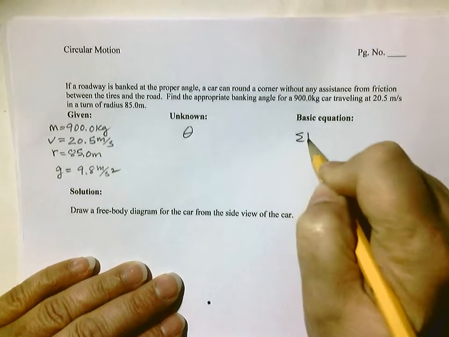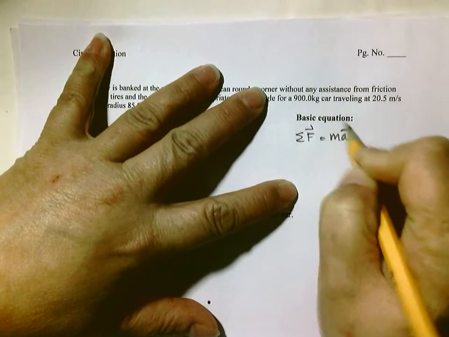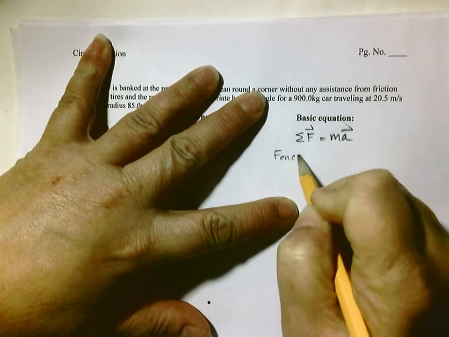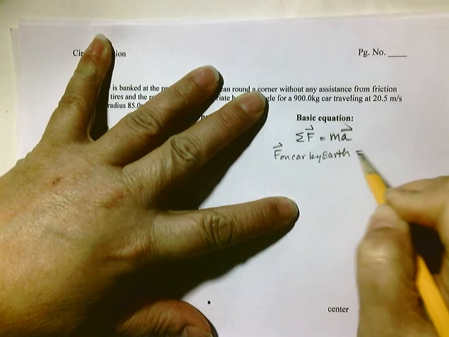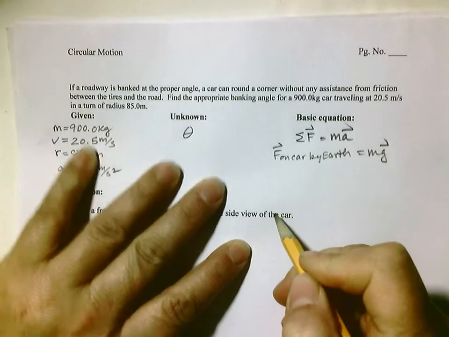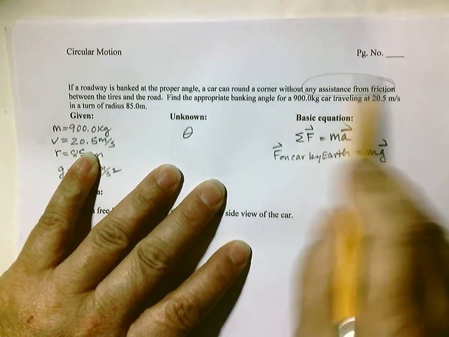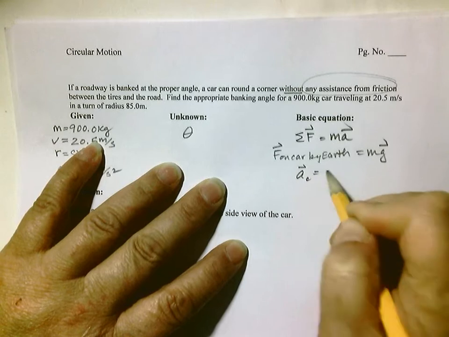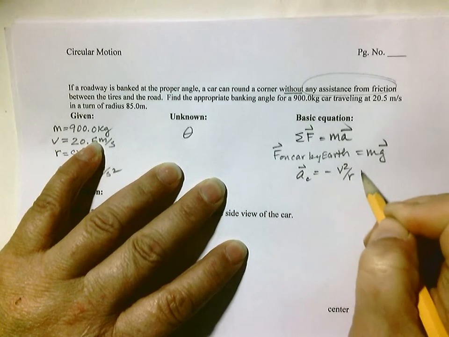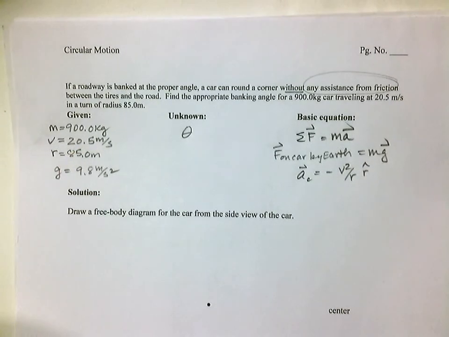Basic equations: the sum of the forces is equal to ma. We know that the force on the car by the earth is equal to mg. We don't need friction, without assistance from friction, but we do need the center-seeking acceleration, which is negative v squared over r r-hat. Notice that there's no vector sign on the v. Some of you may have been thinking, hey, I need to put a vector sign there. You don't. It's the speed around the circular path, not the velocity.